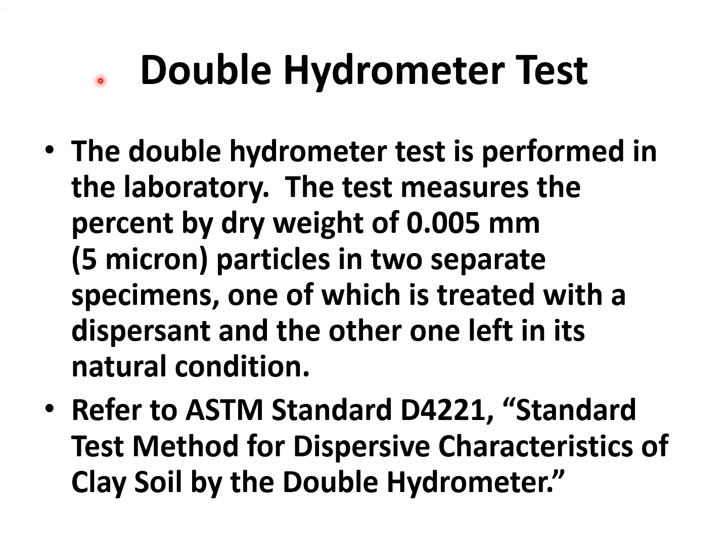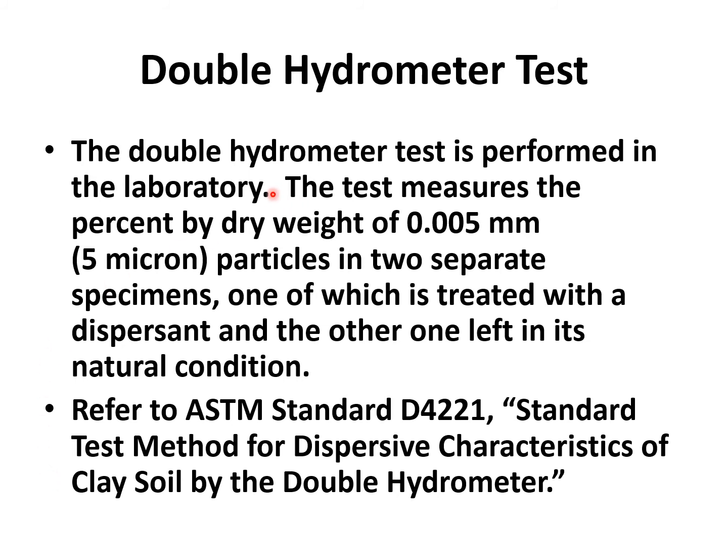Then comes double hydrometer test. The double hydrometer test is performed in the laboratory. The test measures percent by dry weight of 0.005 mm (5 micron) particles in 2 separate specimens, one of which is treated with a dispersant and the other one left in its natural condition. Refer to ASTM standard D4221, standard test method for dispersive characteristics of clay soil by the double hydrometer.